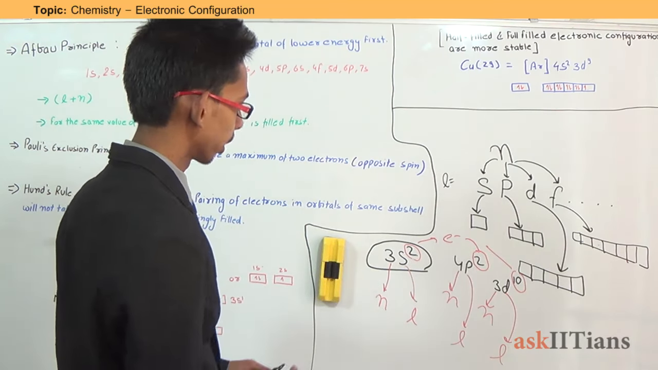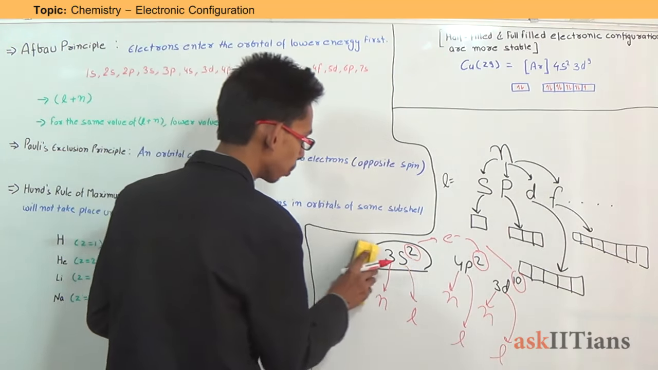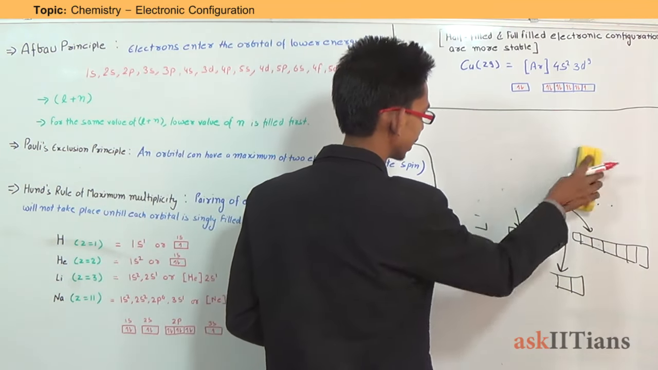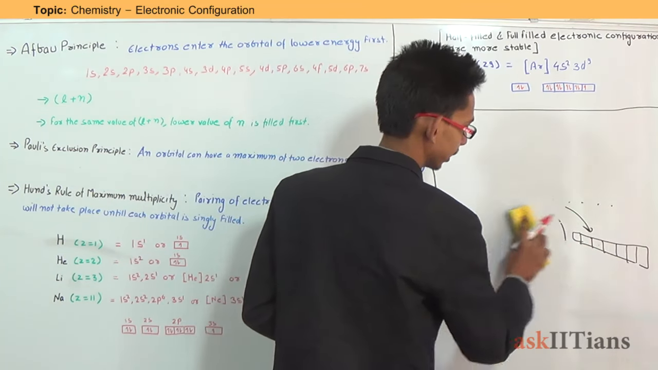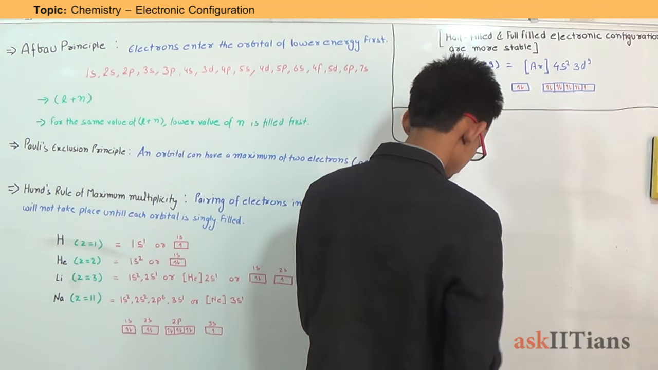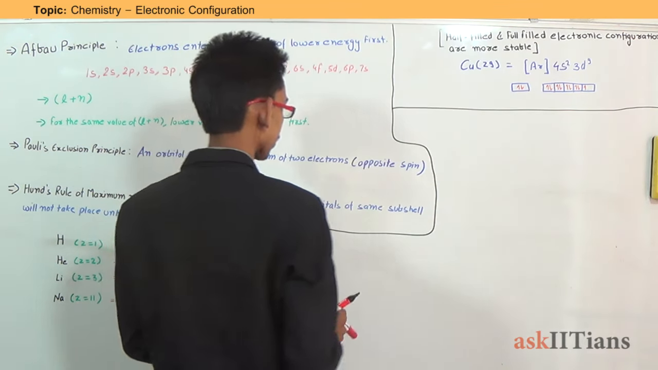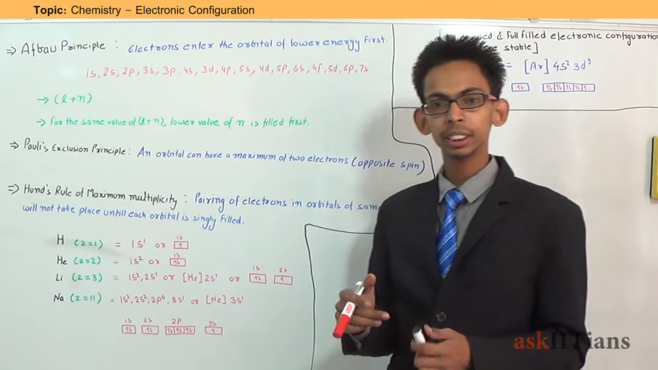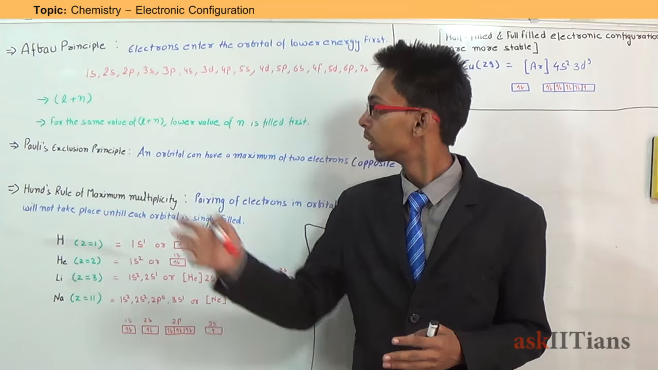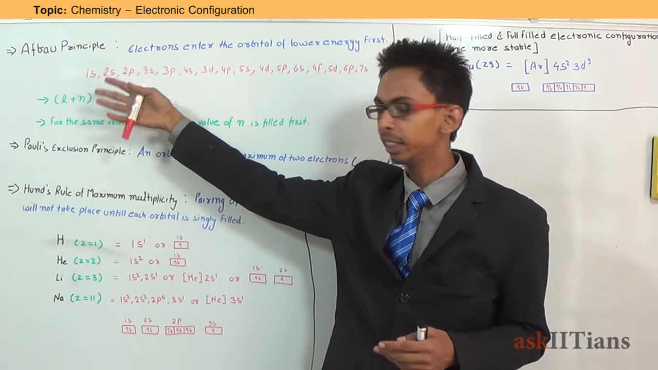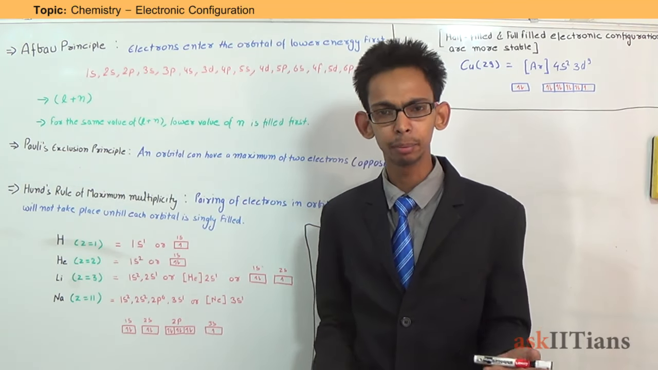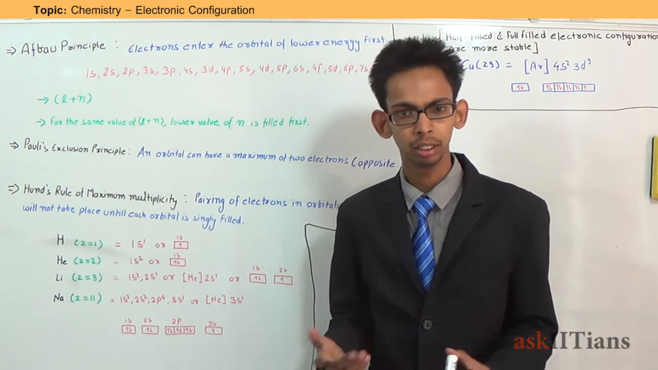Okay. Now let's go back to our topic, that is electronic configuration. Electronic configuration is the distribution of electrons among different orbitals or subshells within an atom. Now how to write the electronic configuration for a particular atom? It depends on 3 main principles. We follow these 3 principles in order to write the electronic configuration of any particular atom. Now what are these 3 principles?